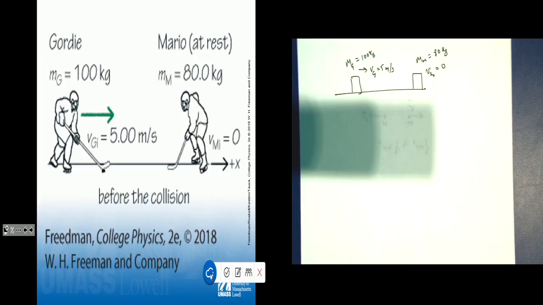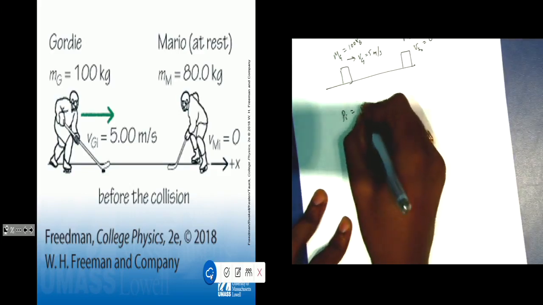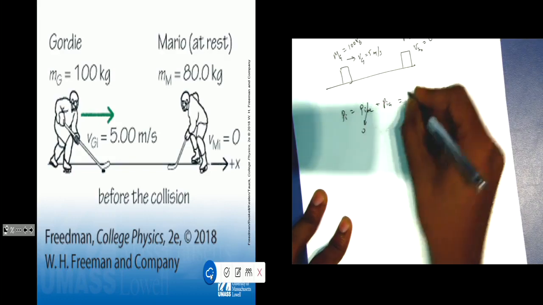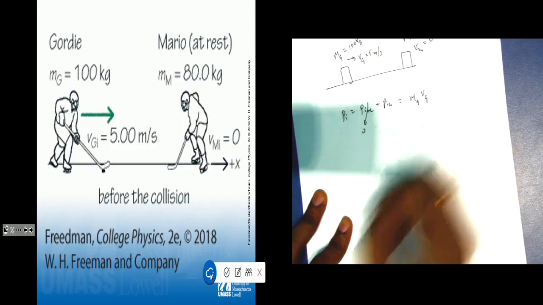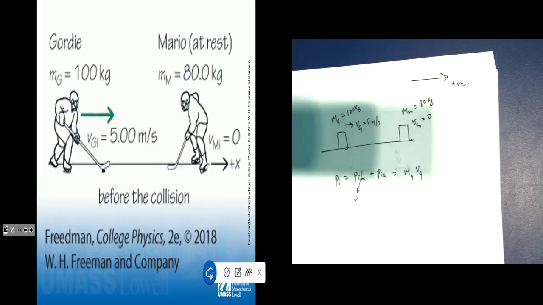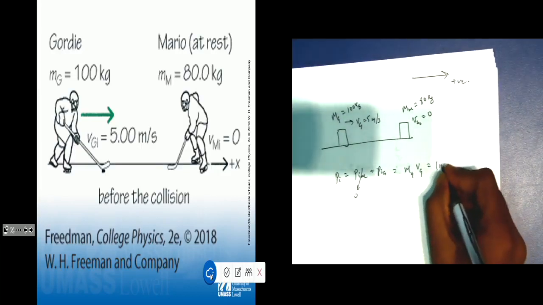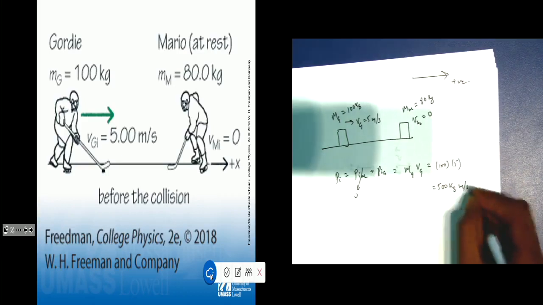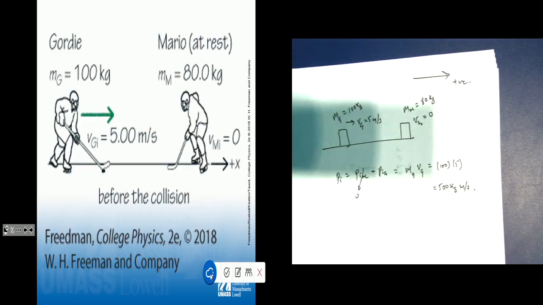Everyone with me? Right? The initial momentum of the system is the initial momentum of Gordy plus the initial momentum of Mario. Mario has zero initial momentum, but Gordy does not. So, P initial is P initial Mario plus P initial Gordy. This is zero. This is mass of Gordy times his initial speed. Let's say this direction is positive. So this becomes 100 times 5, that is 500 kg meters per second.